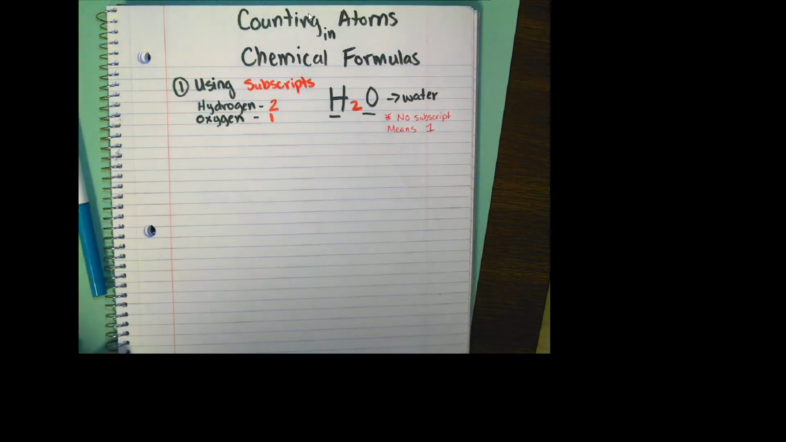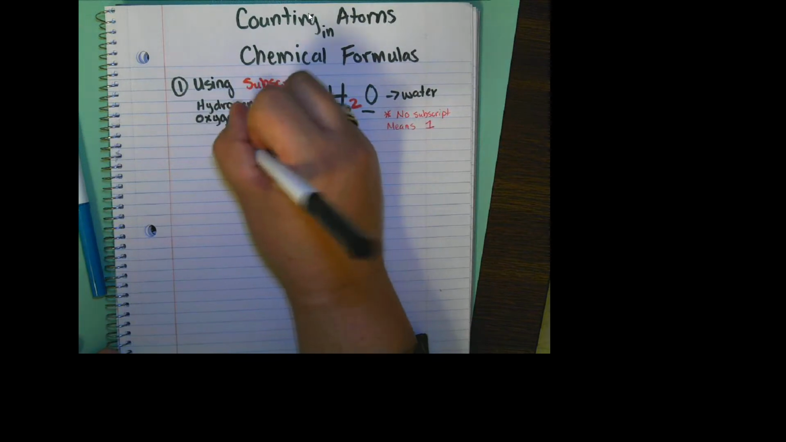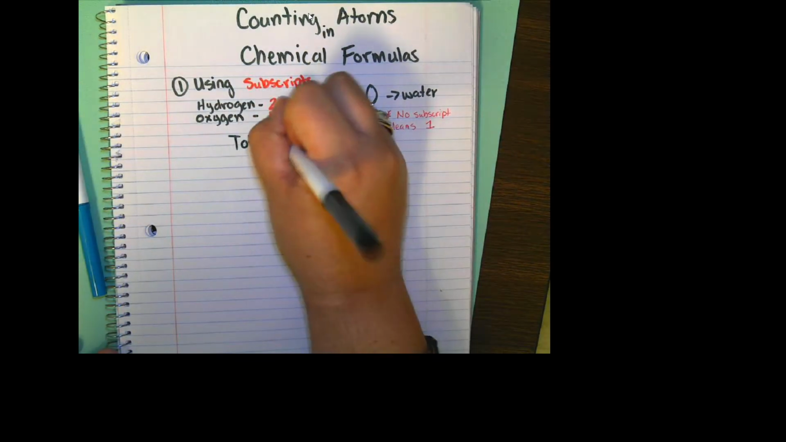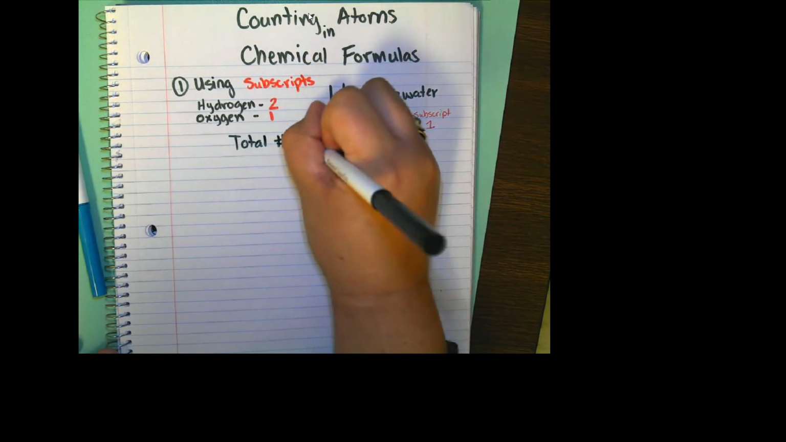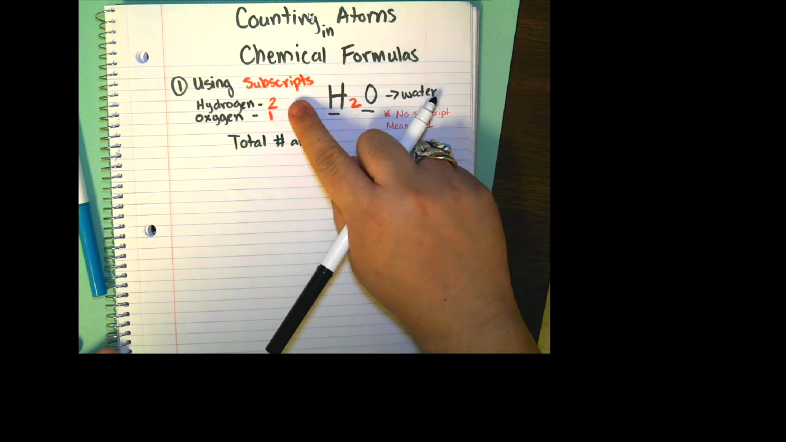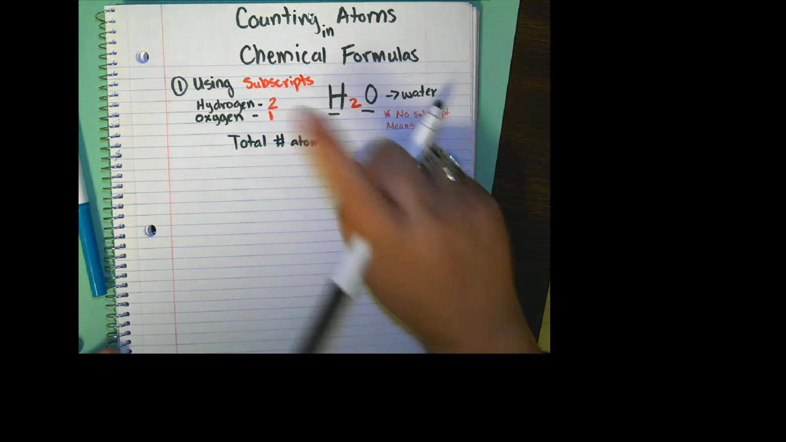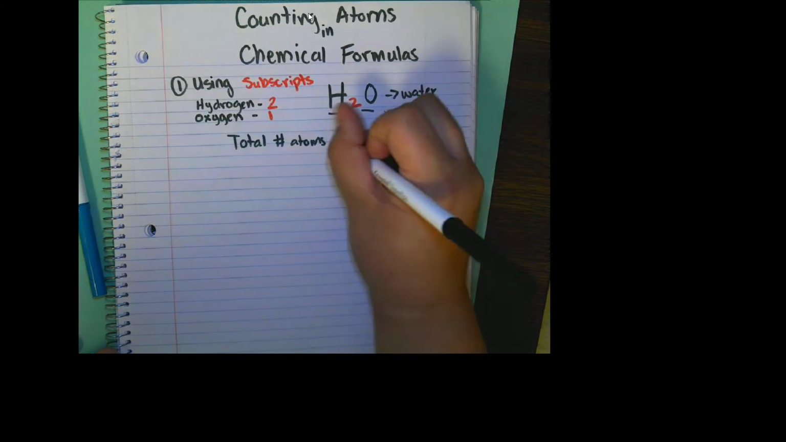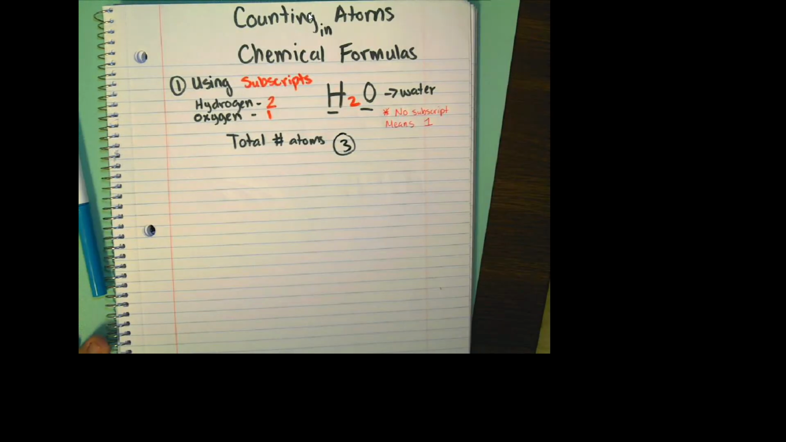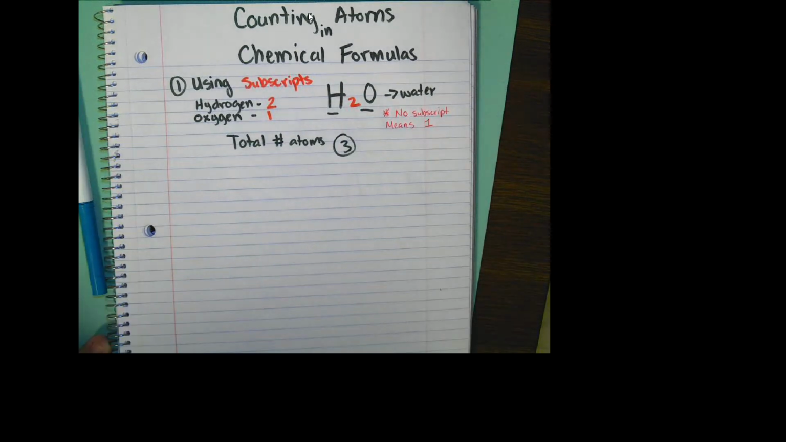A lot of the times it'll ask you how many total atoms there are. So, total number of atoms. In this case, there's 2 hydrogen and 1 oxygen, so that means there are 3 total atoms. The next thing we're going to talk about is using subscripts and coefficients.